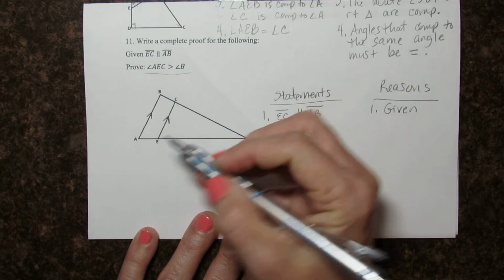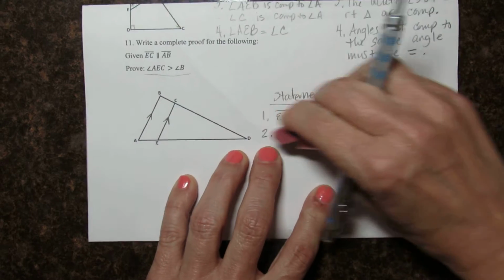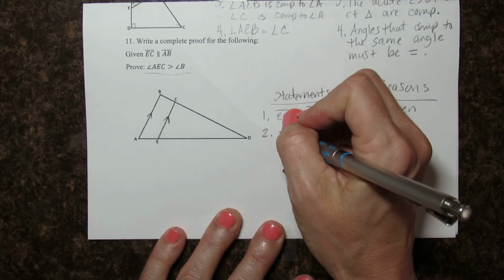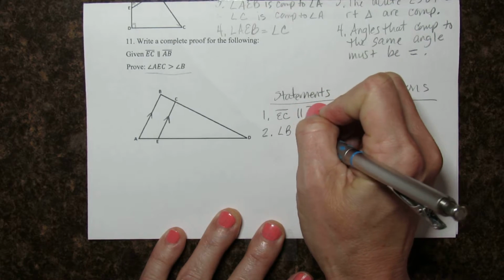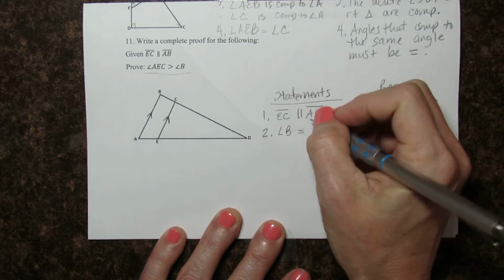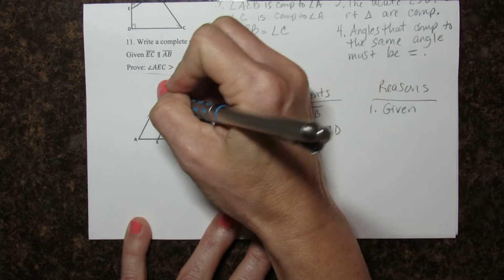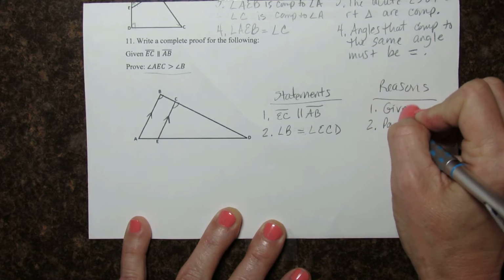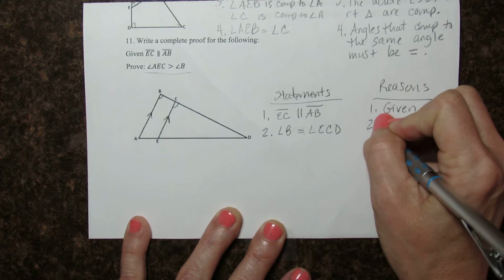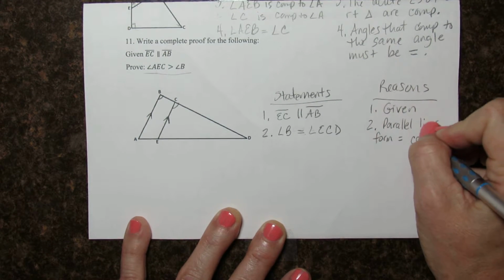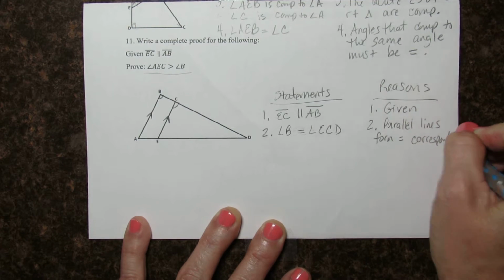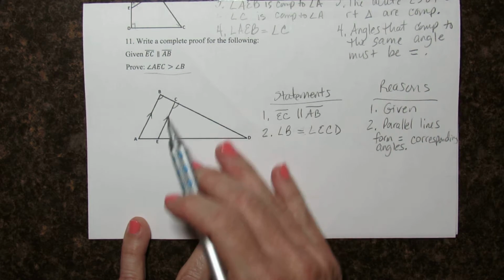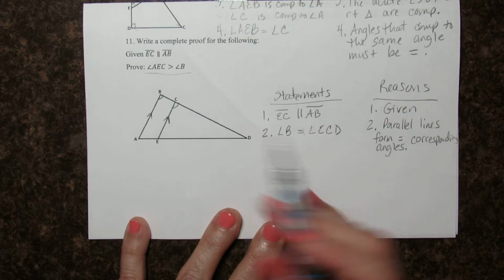AEC, so no, that's not what I want to say. I want to say that angle B is equal to angle ECD. I want to say these two angles are equal. And that is parallel lines form equal corresponding angles. Alright, so that's what I get from knowing that these two lines are parallel, that these two angles are equal.